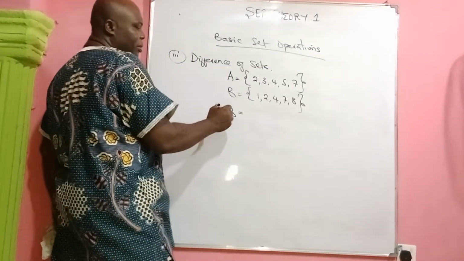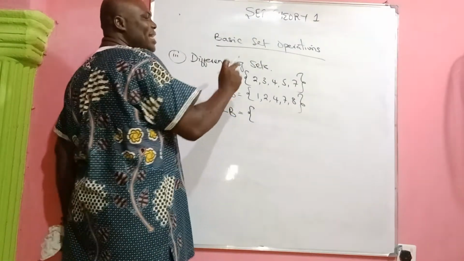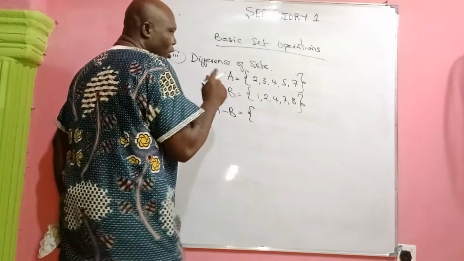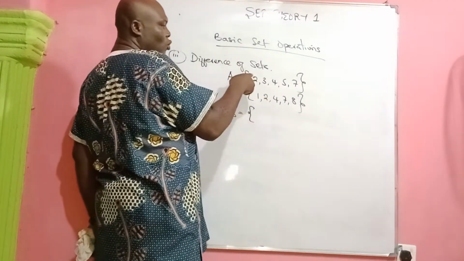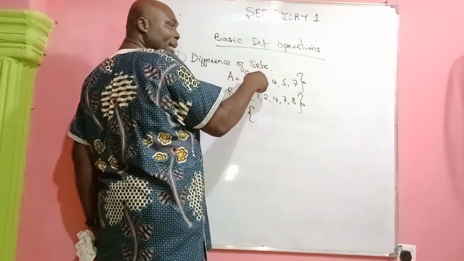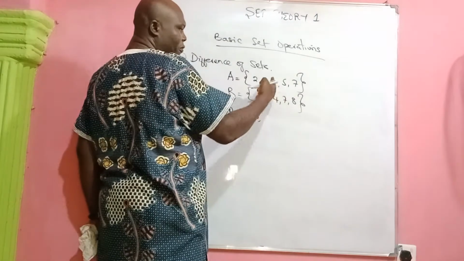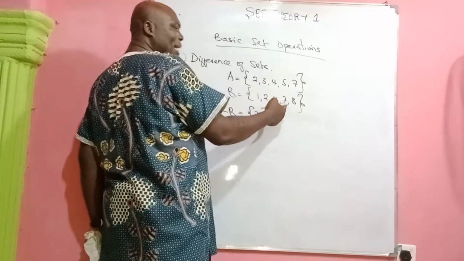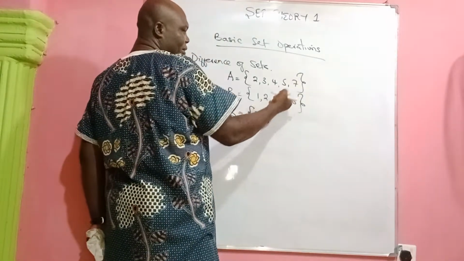A difference B will be all the elements you can clearly see in A, but you can't see in B. Okay? All the elements I can see in A, but I can't see in B. 2 is here, and I can see it here. 3 is in A, but I can't see it in B. 4 is here, 5 is here. I can see 5 here in A, but I can't see 5 in B. And then 7, 7. So that's all.